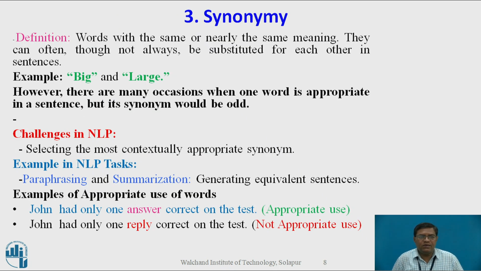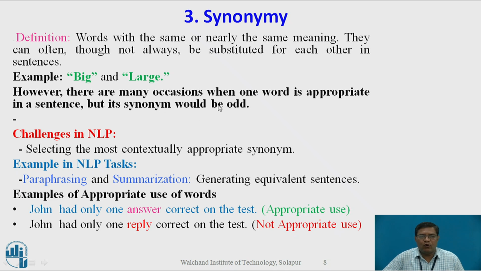Third relation, synonymy. By definition, words with the same or nearly the same meanings are called synonymous words. They can often, though not always, be substituted for each other in sentences. For example, big and large. Both have nearly the same meaning.